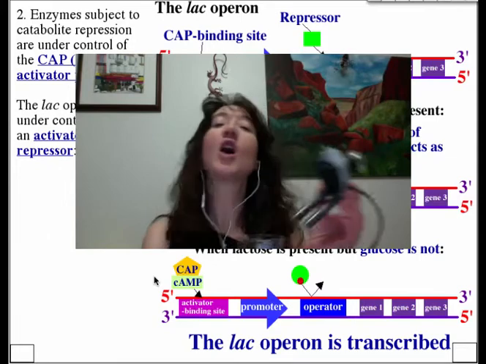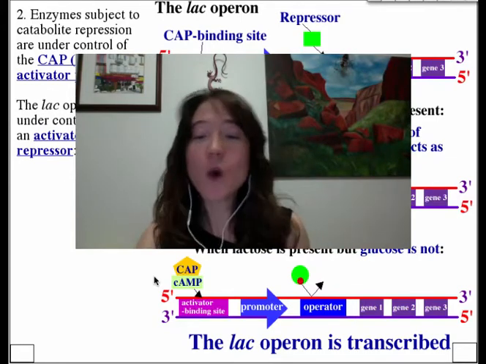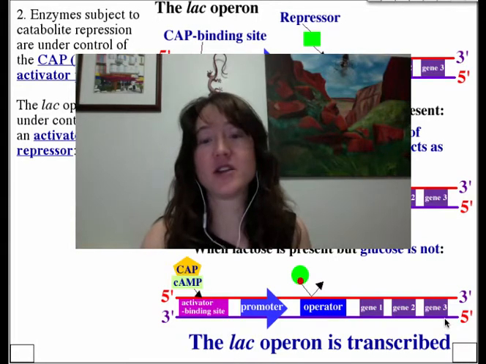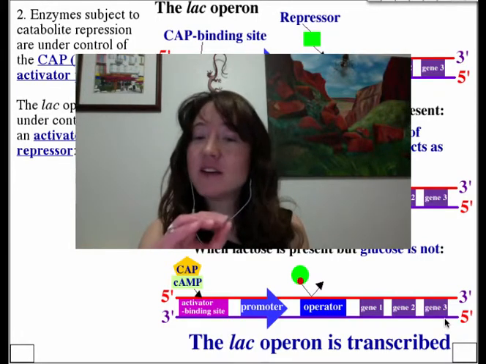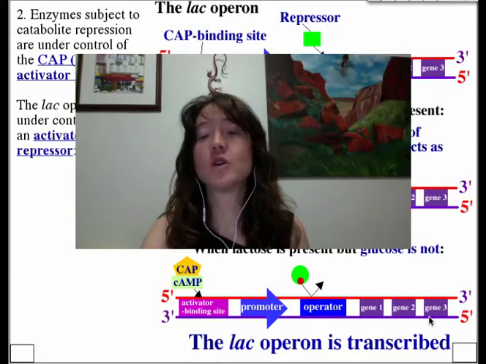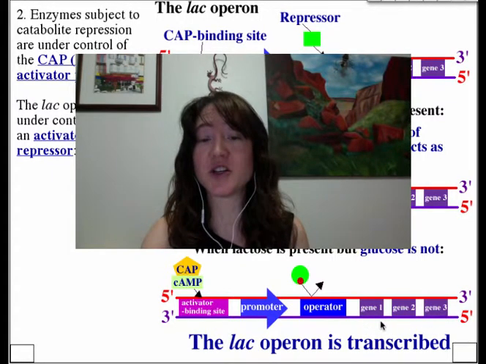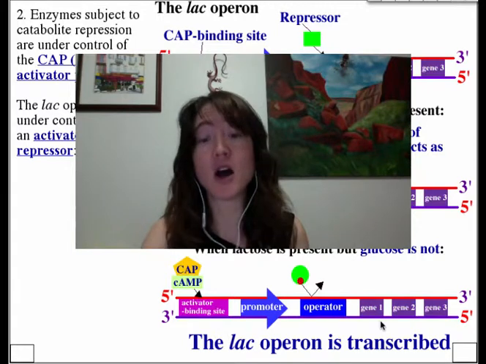Now let me make a quick caveat. Genes 1, 2, and 3 will always experience basal level expression. That is to say, a very small amount of expression will occur at any given time. But to get complete and total expression, both of those switches need to be on.